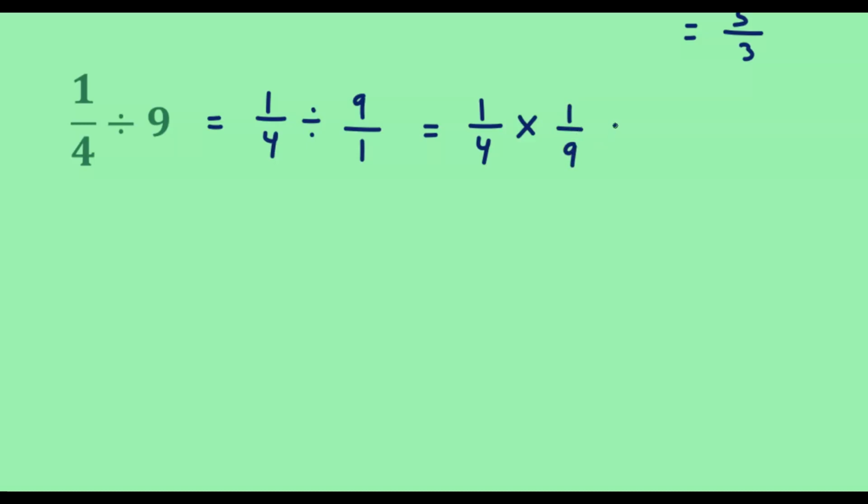Now we multiply these two fractions, so we write the fraction line. In the numerator, we multiply the numerators of the original two fractions, so we have 1 times 1, that is 1, and in the denominator, we multiply the denominators of the original two fractions, so we have 4 times 9, and that is 36. And so this is our required answer. That is, 1 over 4 divided by 9 is equal to 1 over 36.